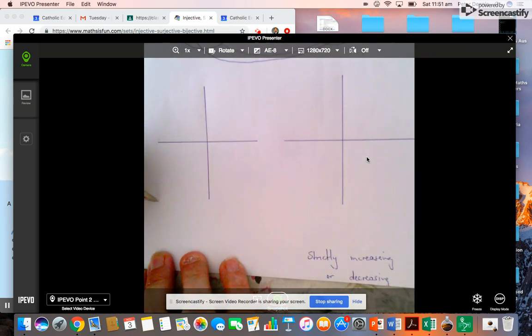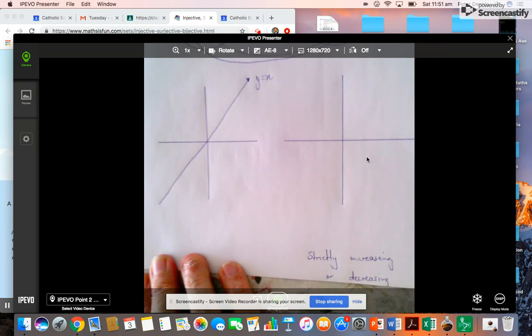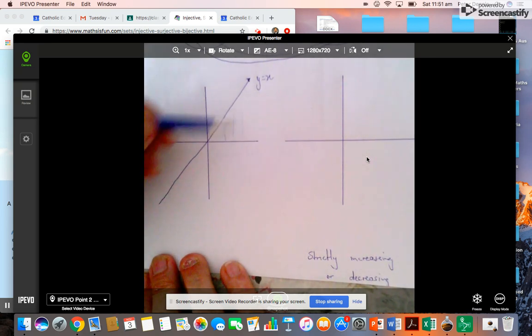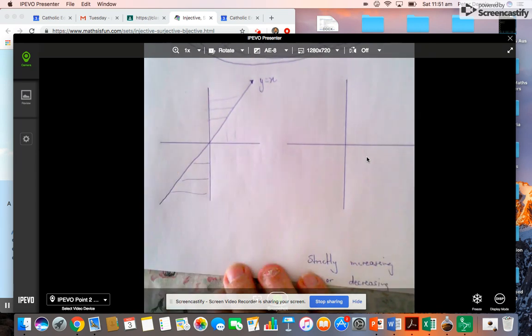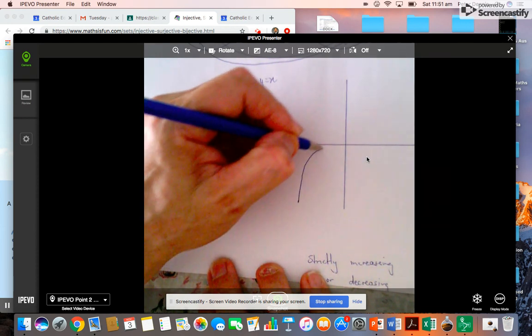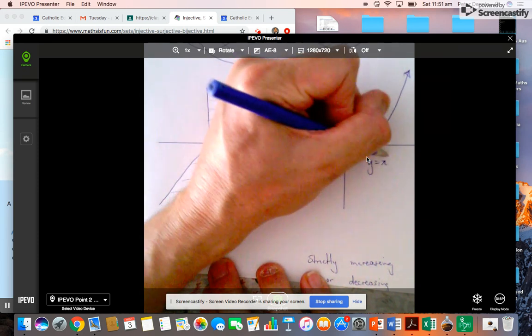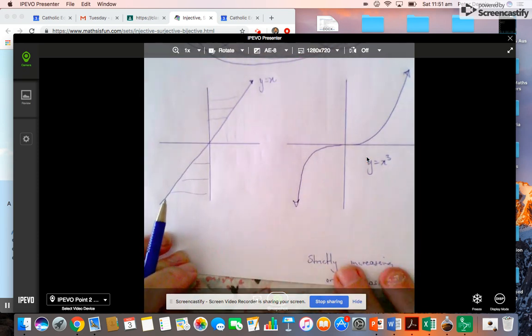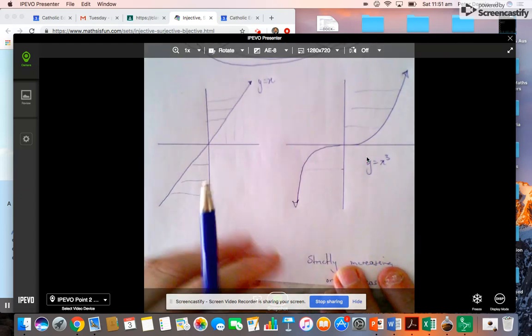So something like y equals x, that is an injective function. It's a function, vertical line test. It's an injective function because you have the opposite as well. A horizontal line test you can use. Things like y equals x cubed. Y equals x cubed is injective because, again, you have this test. It hits it once.